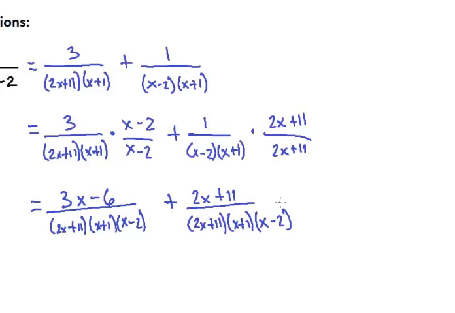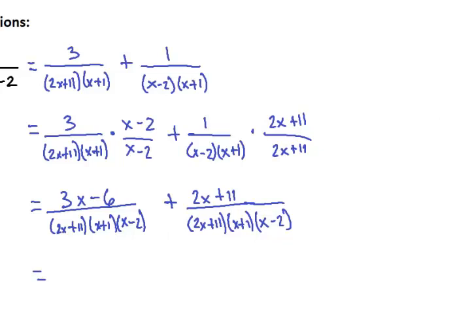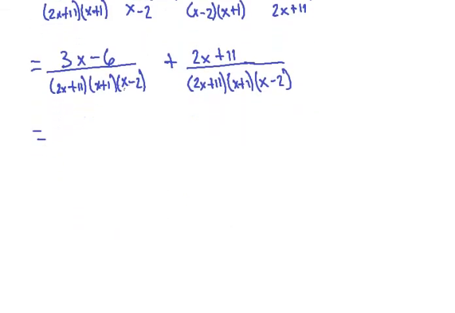There's no problem with this because the parentheses can be copied in the order that you want. Once I copy them, you can tell that we have the same denominators, so we can add these things now. If we choose to add, it will be 3x plus 2x, which will be 5x as an answer, and minus 6 plus 11, which will be positive 5 as an answer. All of that divided by 2x plus 11 times x plus 1 times x minus 2.